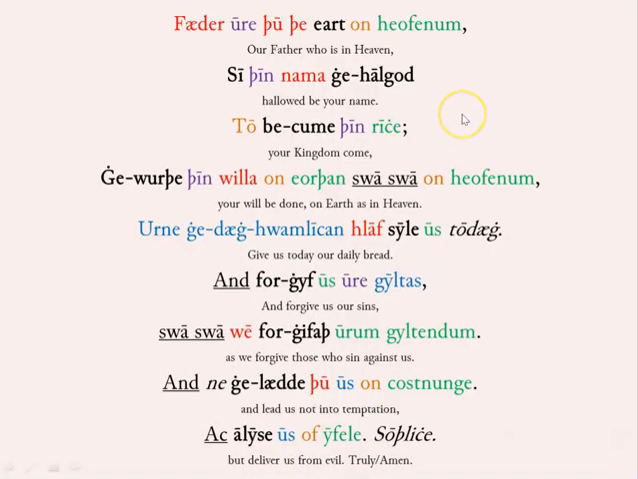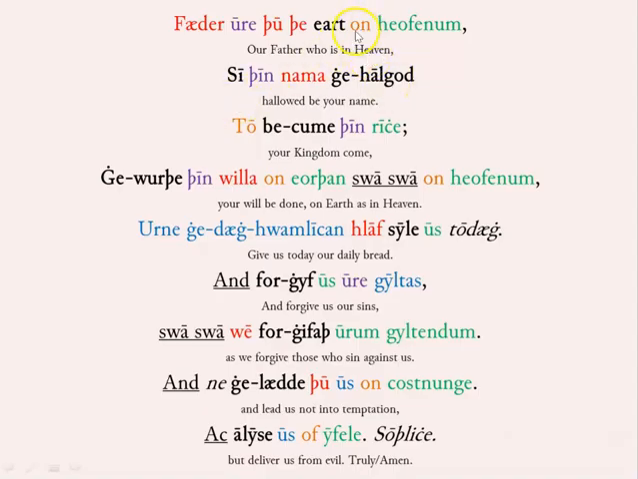All right, let's have a look at the grammar there. So, fader in the nominative, the subject. Ur, of our, is genitive, possessive. Us, of us, our. Thuthe in the nominative, erd is a verb. On hell von num, heaven there, in the dative. Okay, our Father who is in heaven.